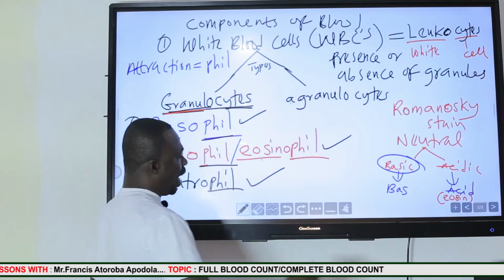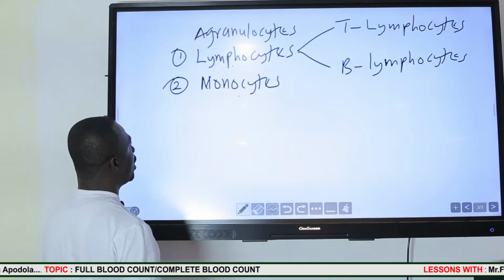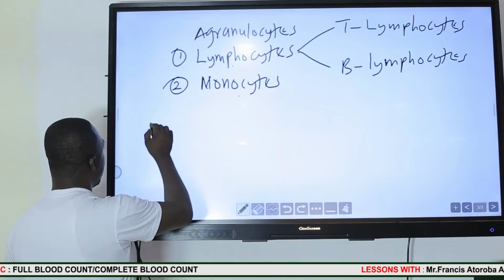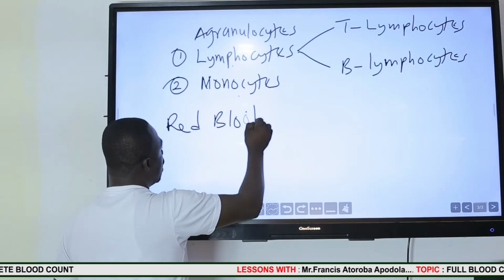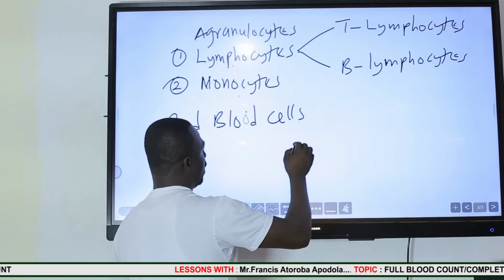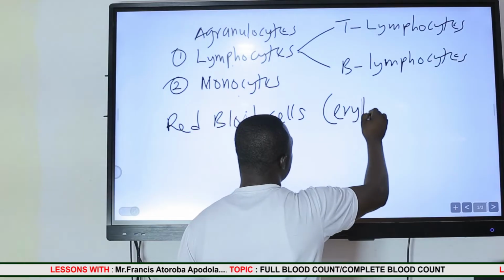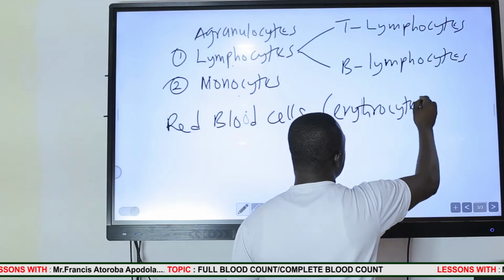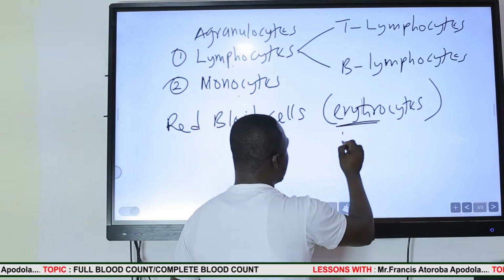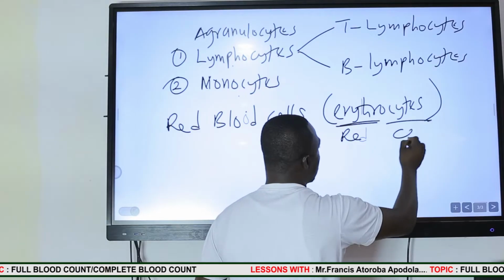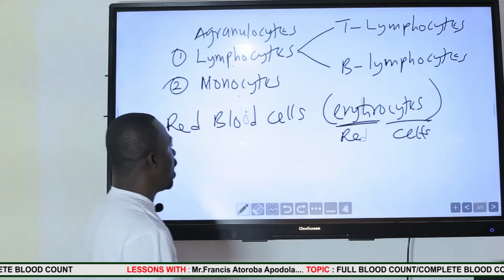Now let's look at the other cells. The other cells in the blood that the full blood count test also measures include red blood cells. Red blood cells are also measured as part of the full blood count, and red blood cells are called erythrocytes. In medicine, the word part erythry means red, and cyte means a cell. Hence, erythrocytes refer to red cells. So we have erythrocytes known as red cells.